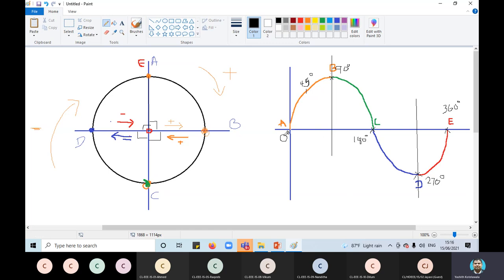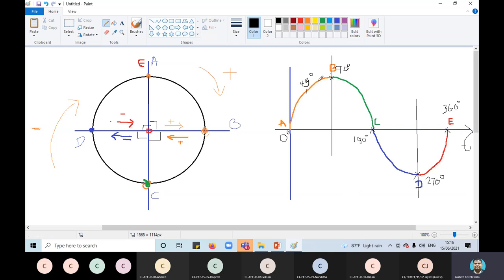Now here, when it comes to this particular wave shape, if the x-axis is time, at point A, how can you explain this? At point A, time is zero. So at time equal to zero, what is the angular value of the wave shape? It is zero. The angular value of the wave shape is zero when time is equal to zero.